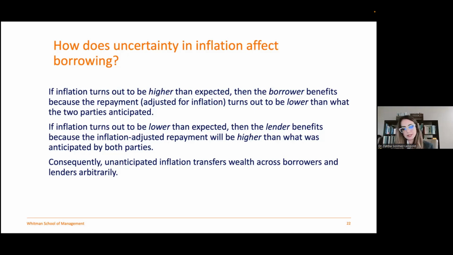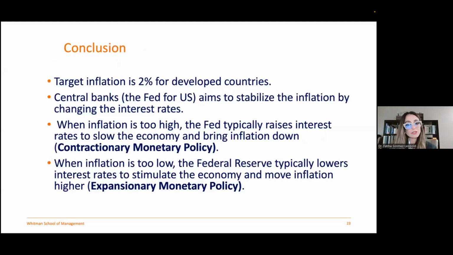So what I'm trying to tell you is that this unexpected or unanticipated inflation transfers wealth from borrowers to lenders, or the other way around, arbitrarily. When you enter into a contract, you have a number in your mind as the inflation, and all these numbers are calculated based upon that. But after the maturity date, when you look back, if the inflation is different than what you anticipated, you might benefit, or you might actually suffer from it. So therefore, the borrowing market is directly affected by inflation.